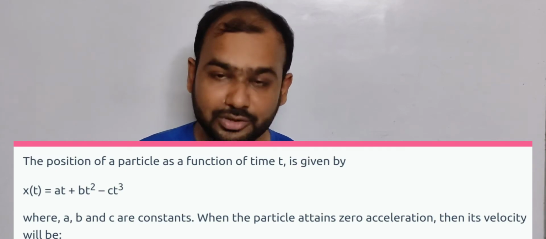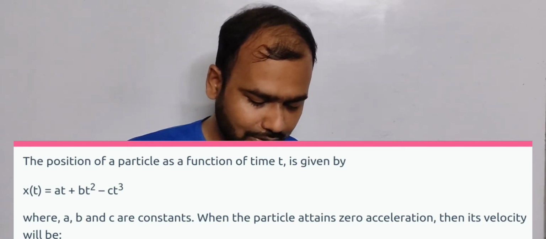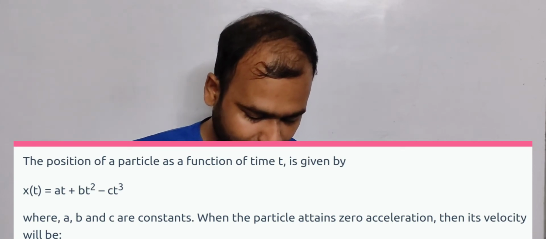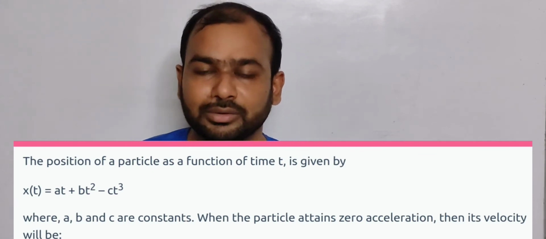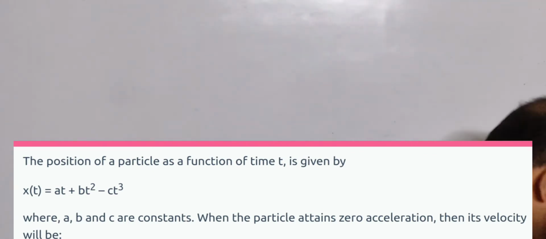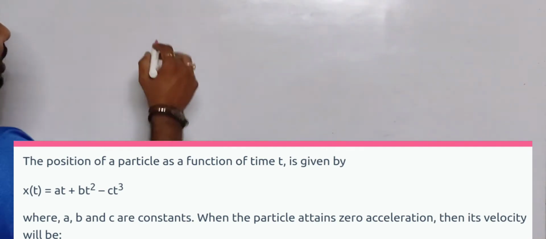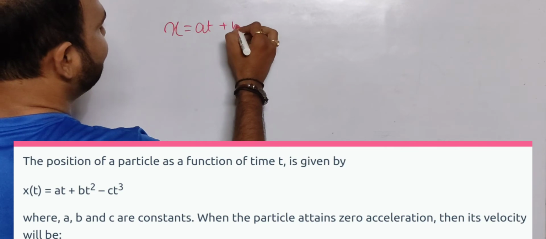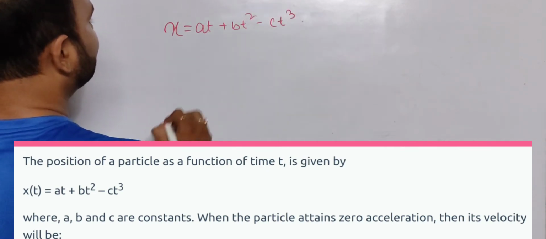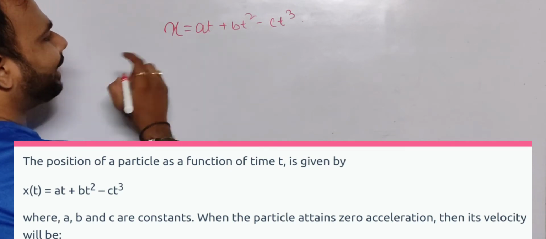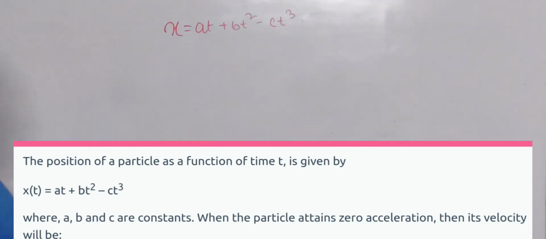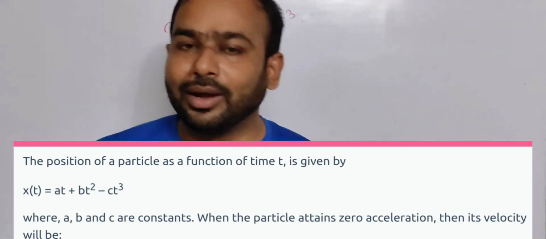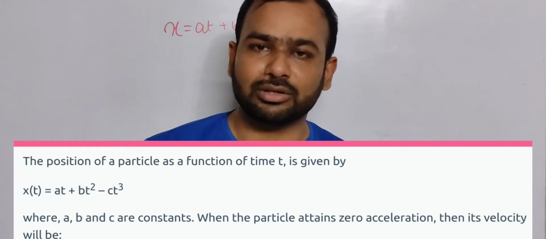On your screen, the position of a particle as a function of time is given by x equal to at plus bt square minus ct cube, where a, b, c are constants. When the particle attains zero acceleration, the velocity will be? So the acceleration of the particle is 0. It is given. We have to find the acceleration, because we have to find the velocity of the particle when acceleration is 0. When acceleration is 0, there can be some velocity of the particle.